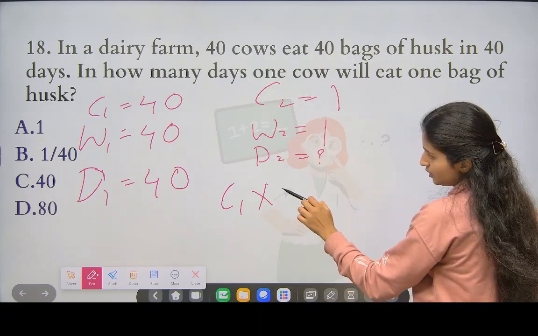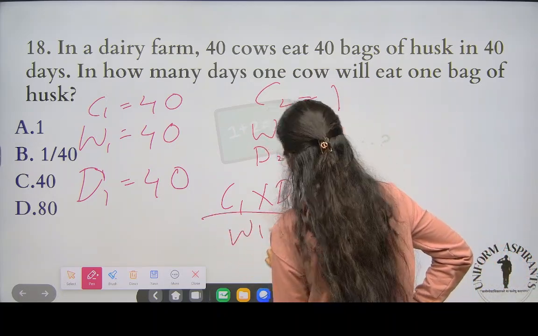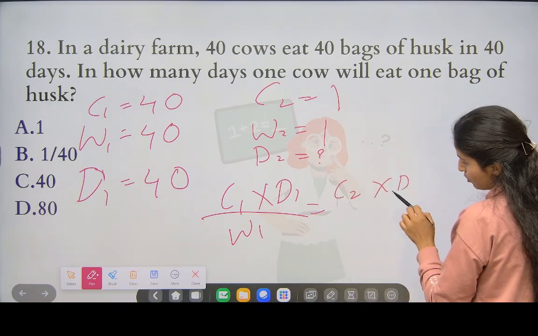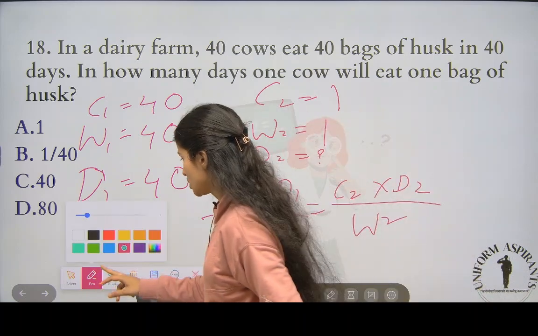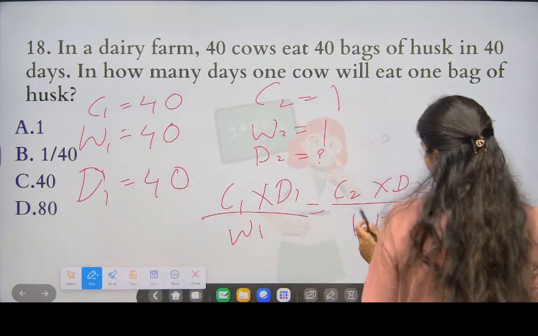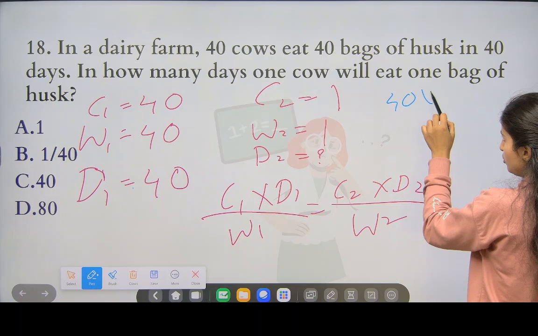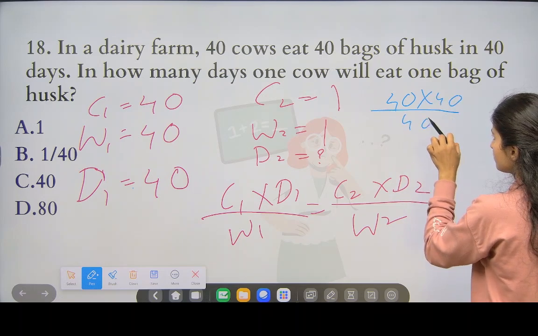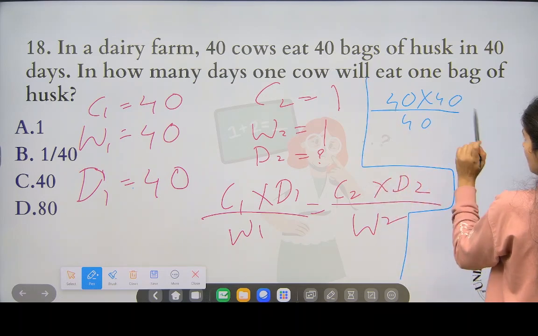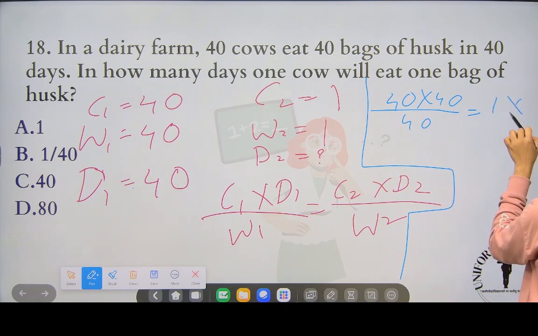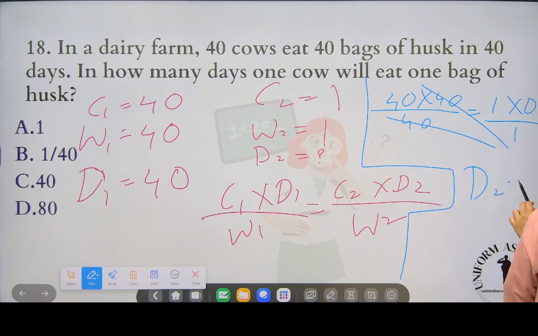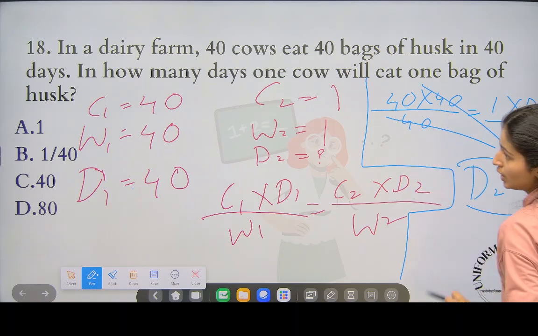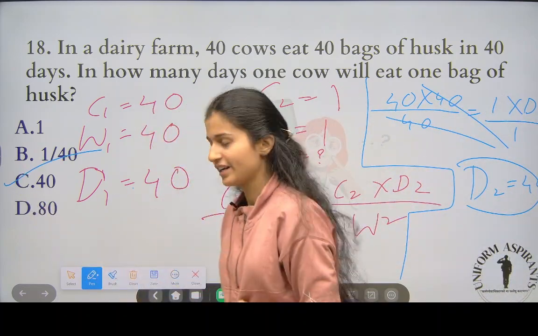Okay, then C1 into D1 upon W1 is equal to C2 into D2 upon W2. Yes. Okay, now we have to just substitute it. 40 into 40 upon 40 is equal to 1 into D2 upon 1. Right, 40 and 40 get cancelled. So D2 will be 40, which means one cow will require 40 days to eat one bag of husk. Okay.